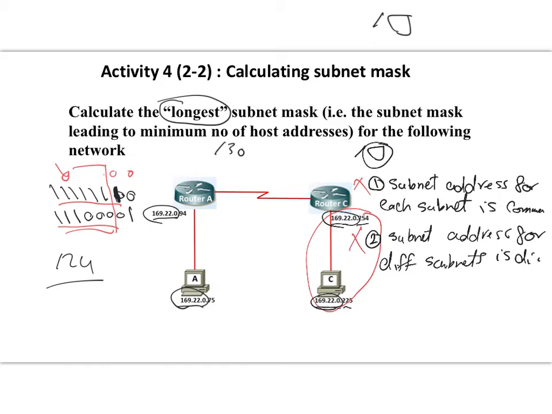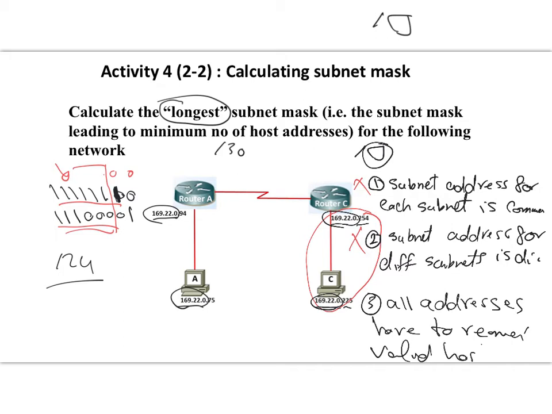Number 3, the third condition, is that all addresses have to remain valid host addresses. So what does that mean? Let's assume that this is not 225. This is in fact 224, okay? 224 here.